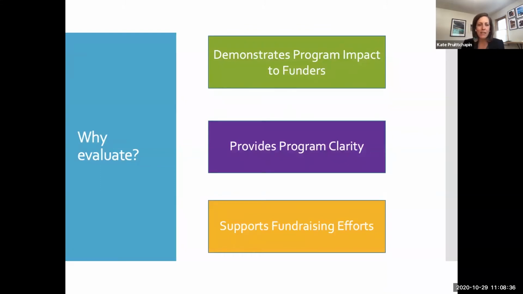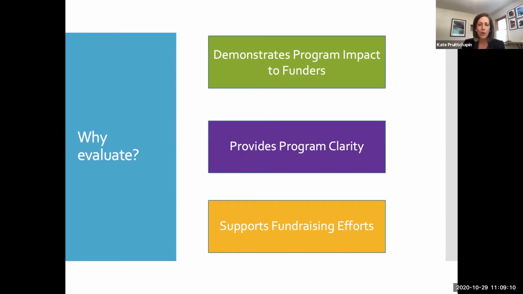Evaluation also demonstrates the impact of our program to our funders, right? All of our agencies are relying on those external funding sources, and all of the funding sources are going to ask us, well, did you make an impact? We can anecdotally say, yeah, that family really was well served by us. But we really need to have a solid evaluation to articulate how impactful our program is, how well we did what we said we were going to do.